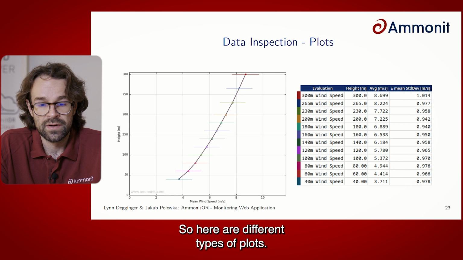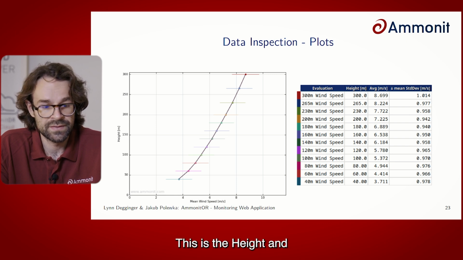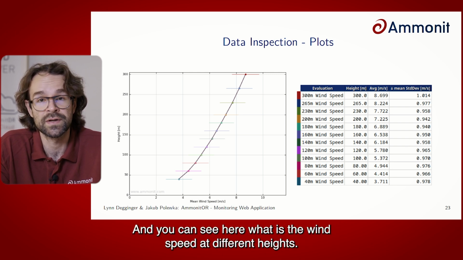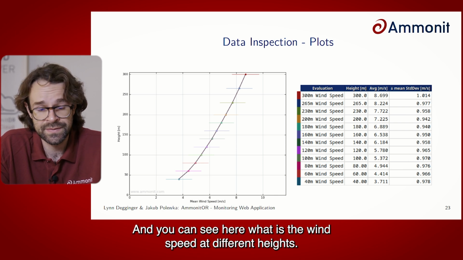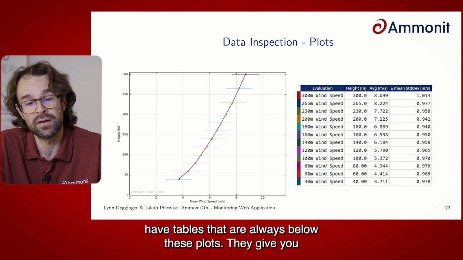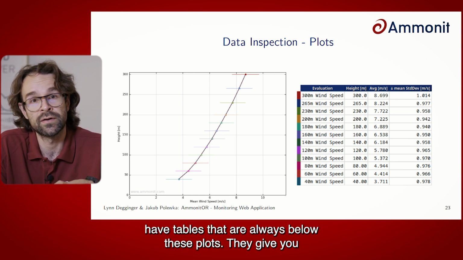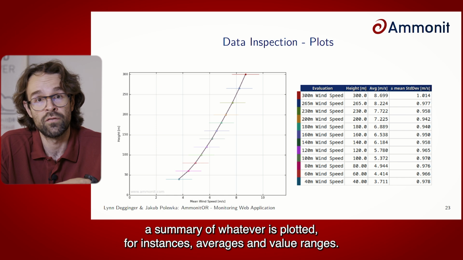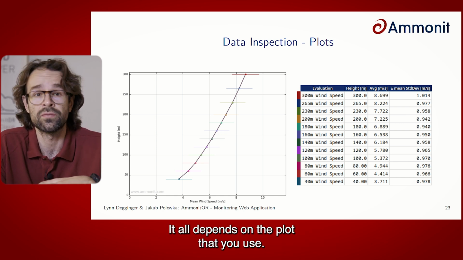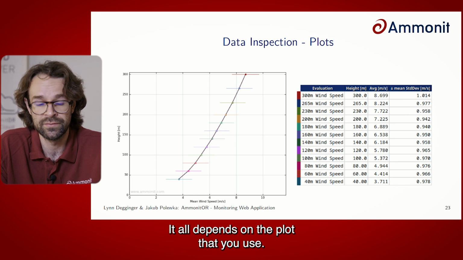So here are different types of plots. This is the height and wind and mean wind speed plot used for the remote devices, and you can see in here what the wind speed is at different heights. And you also have tables that are always below these plots that give you a summary of whatever is plotted, some averages and value ranges. It all depends on the plot that you use.